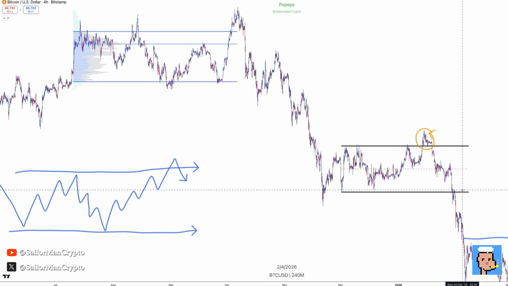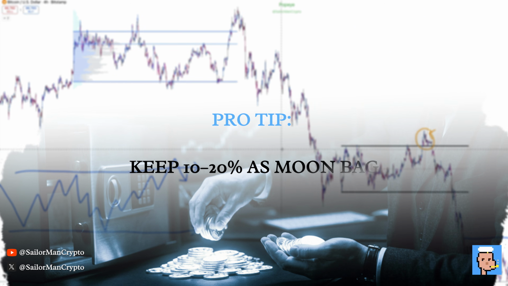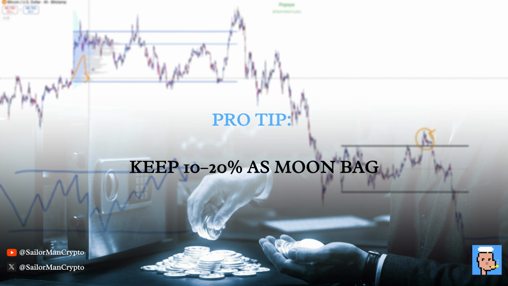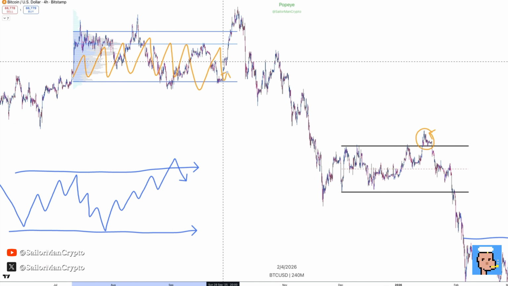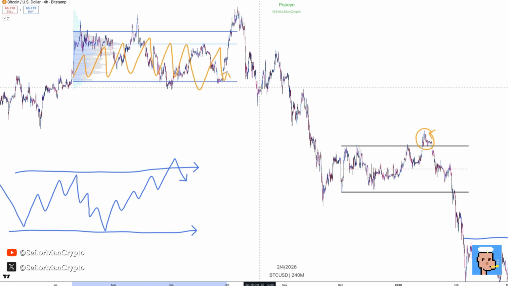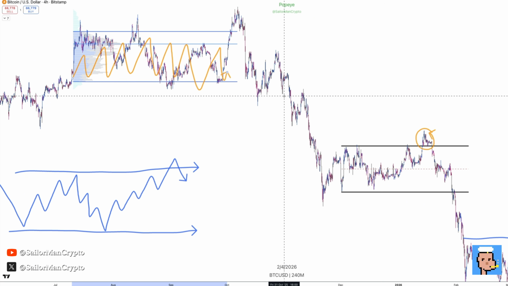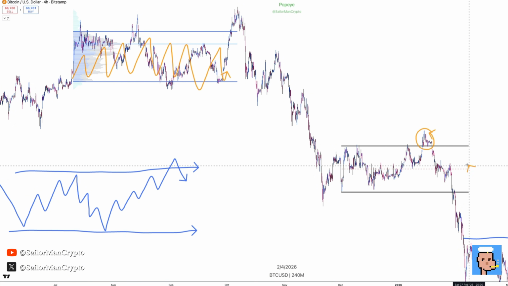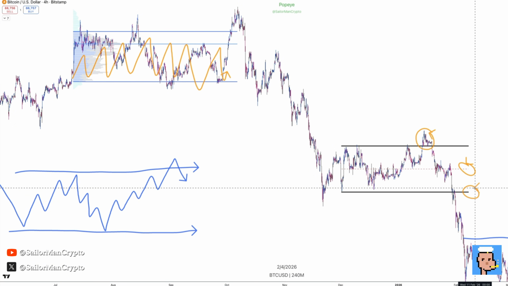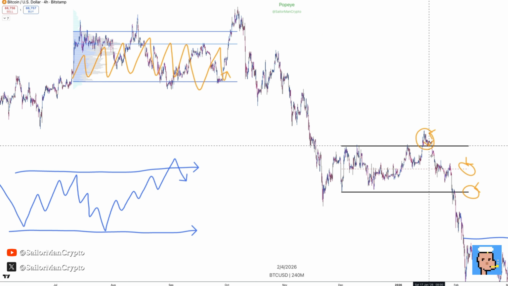A pro tip here is that sometimes, if you see that the range is being exhausted, so we have been in the range for weeks, months, or a long time according to the time frame, maybe you can leave 10-20% for a moon bag or a dump bag. So you can take a little bit of profit here, 30 and 40 here, and you still have another 30 to go in case what?